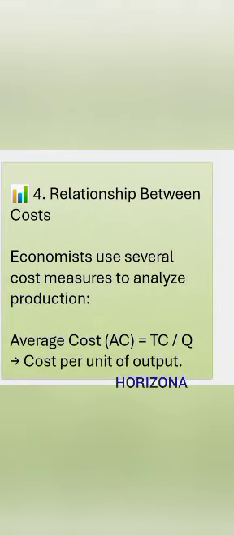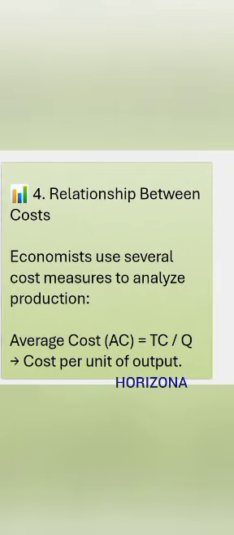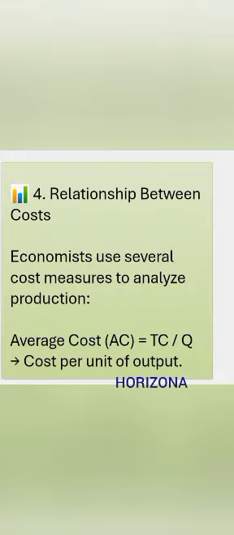Let's look at the relationship between costs. Economists use several cost measures to analyze production. We can talk about average cost, which is AC, and the average cost is equal to total cost divided by output. In this case, AC equals TC divided by Q. That is, we're talking about cost per unit. So average cost implies cost per unit.